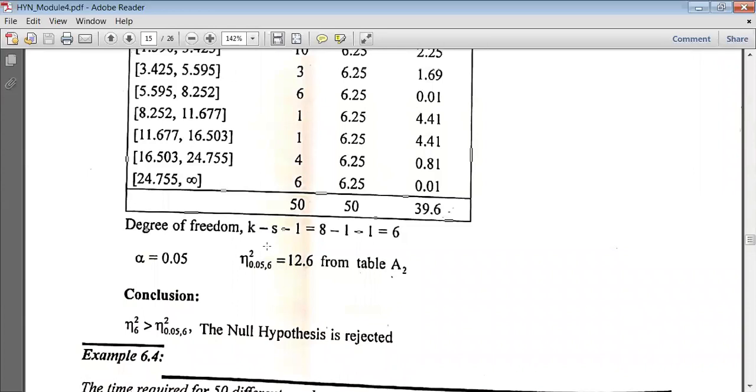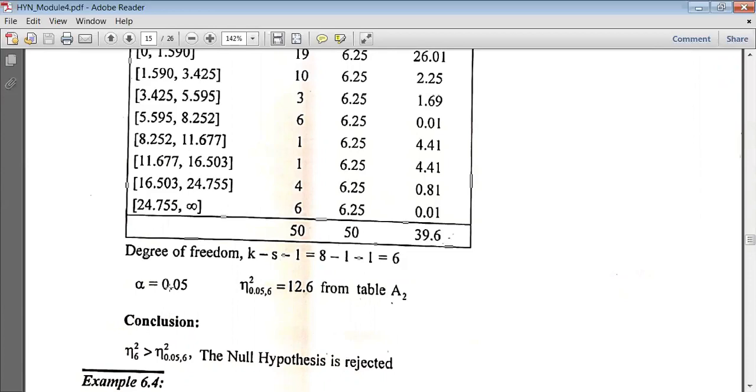The degree of freedom here is nothing but k minus s minus 1. The k value we got as 8, so 8 minus 1 minus 1, I will get it as 6. The alpha value they have given as 0.05, so I have to check for chi-square of 0.05 comma 6. Make use of the same chi-square distribution table. Go to the 0.05 value, at the degree of freedom 6, and the value you have is 12.6. So make use of the table, write this value and compare.